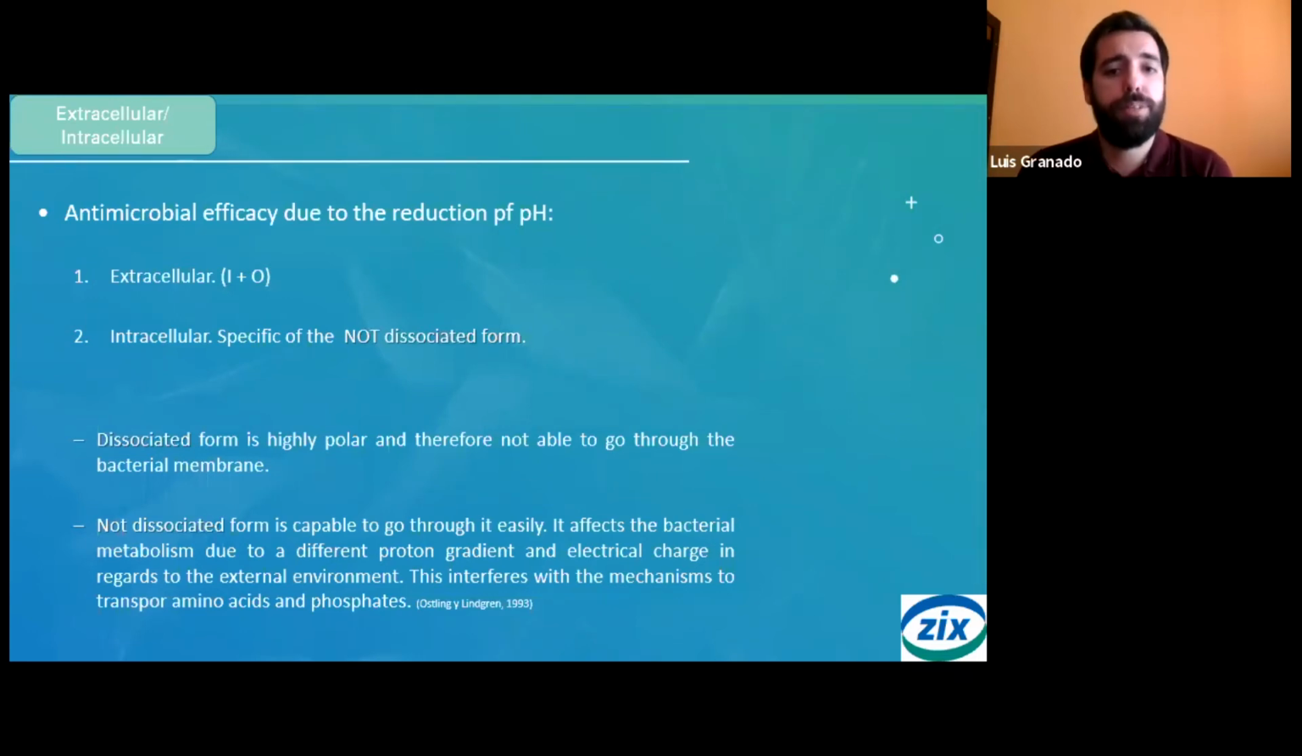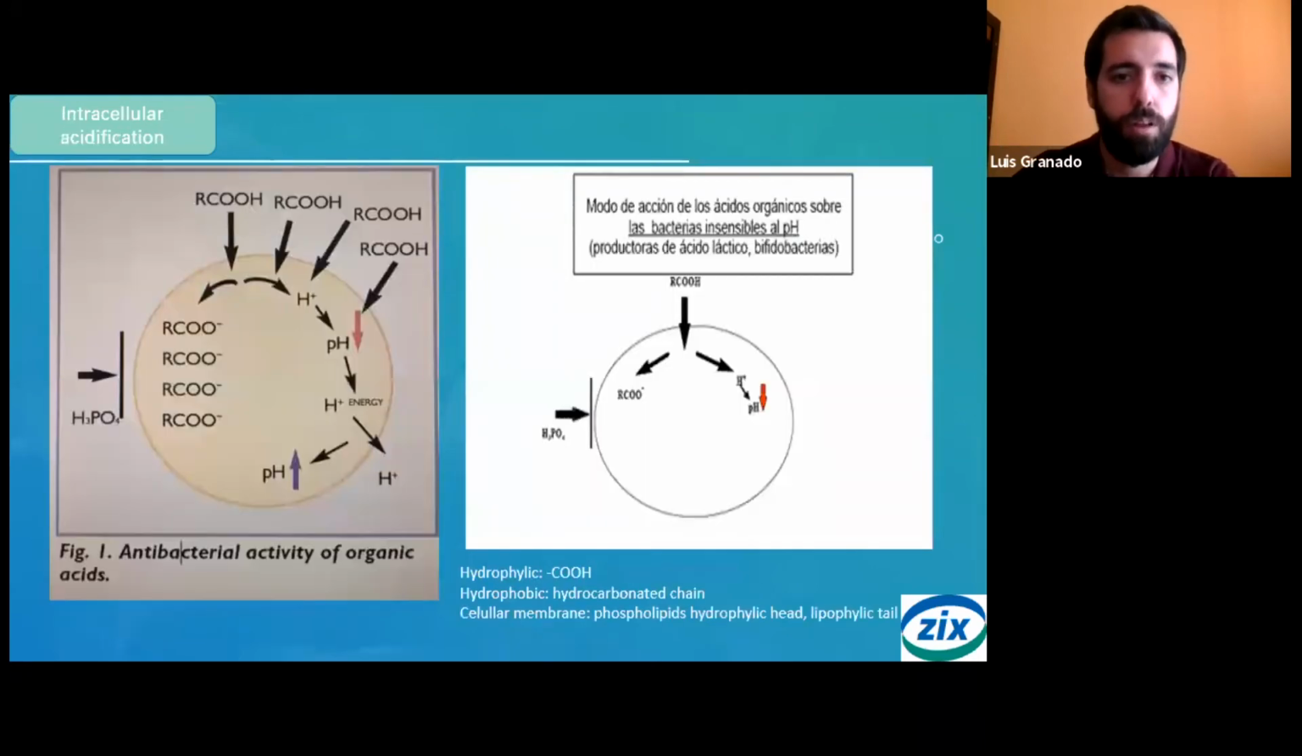This capacity is specific from the not dissociated form. Basically, the dissociated form is highly polar and therefore is not able to go through the bacterial membrane, right? But the not dissociated form is able to do so, and then it will be releasing the hydrogen protons inside of the bacteria. So in here we can see on the left image how the organic acid is capable to get inside of the cell and then release the hydrogen inside of it.